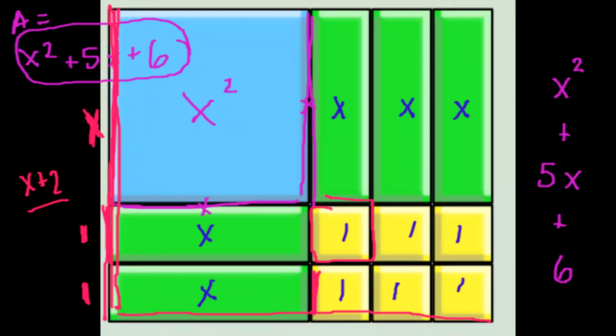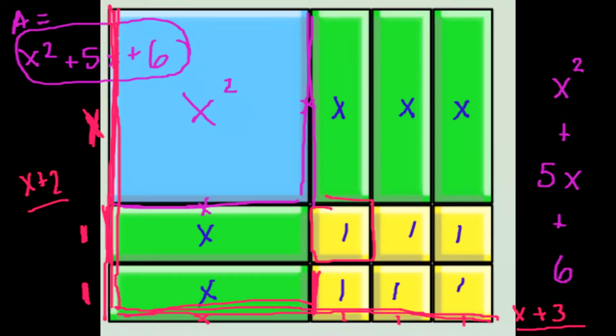We can also define the width, and like I said, you can do it along the top or the bottom, it doesn't matter. We're just measuring. So this is an x, this is a 1, another 1, and a third 1. So the dimension along the bottom is an x plus 3 ones. So it's x plus 3.